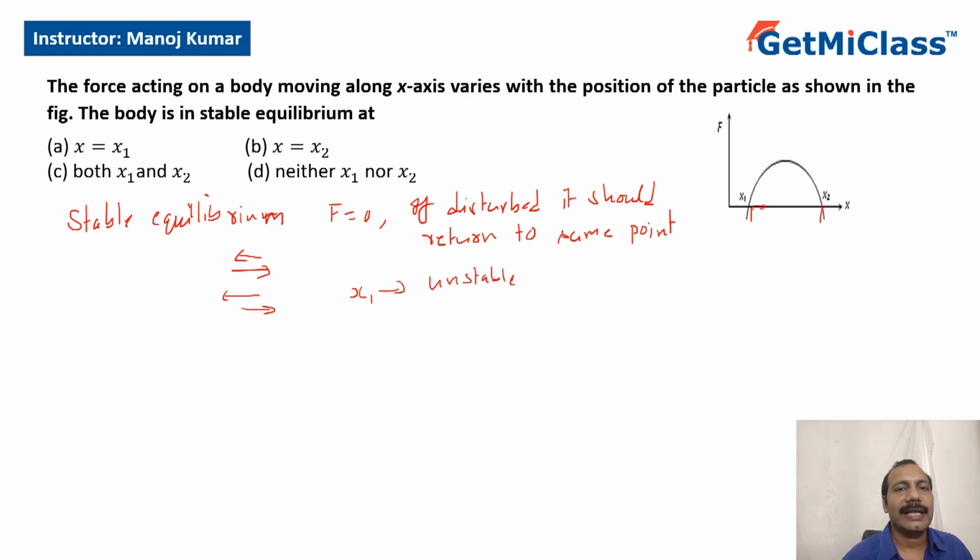Now let's look at x2. When at x2, if it starts moving forward, the force is coming down. That means force is negative. If force is negative, what is happening? The force is trying to push it back. So because the force is trying to push it back, the object would return if it crosses x2. So x2 is a position of stable equilibrium. Hence the answer for this question would be x2.